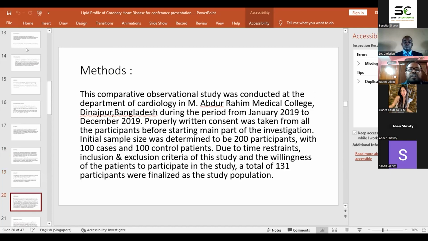Methods. This comparative observational study was conducted at the Department of Cardiology in M Abdur Rahim Medical College, Dinajpur, Bangladesh, during the period from January 2019 to December 2019. Properly written consent was taken from all the participants before starting the main part of the investigations. Initial sample size was determined to be 200 participants with 100 cases and 100 control patients. Due to time constraints, inclusion and exclusion criteria of this study, and the willingness of the patients to participate in the study, a total of 131 participants were finalized as the study population.